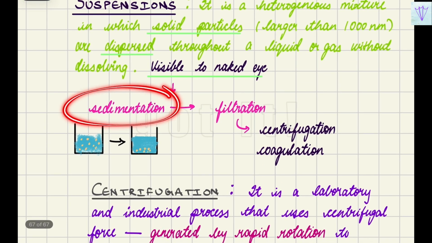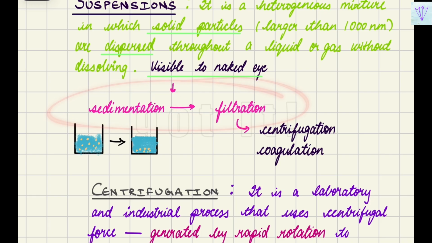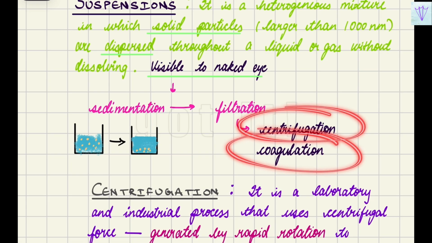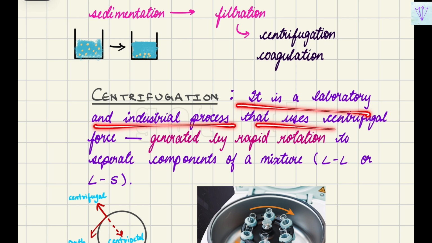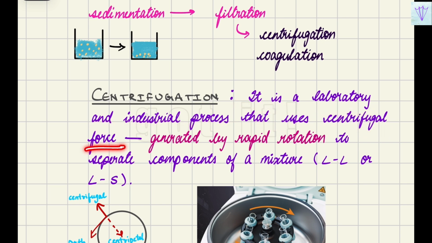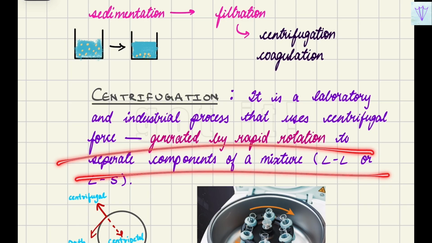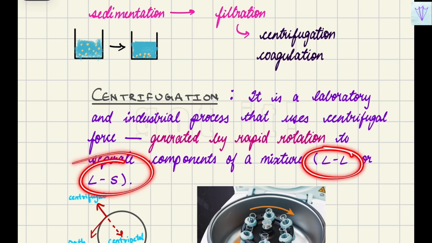You can do the sedimentation and then the filtration part. And even after this, if you still find the suspensions, then you can go for the centrifugation and coagulation. So centrifugation is a laboratory and industrial process that uses the centrifugal force generated by rapid rotation in order to separate the components of a mixture, either liquid-liquid or liquid-solid.